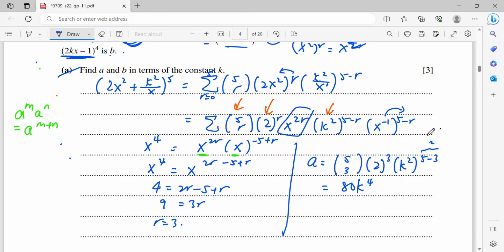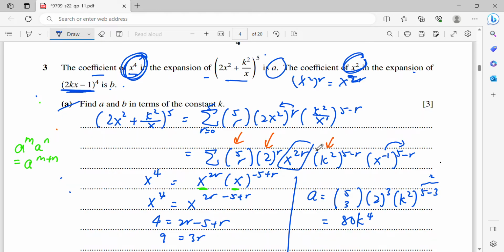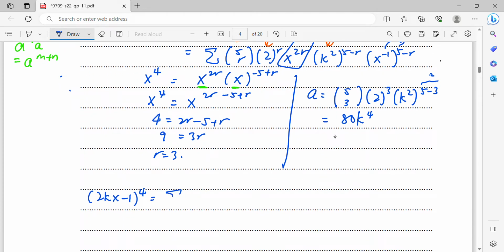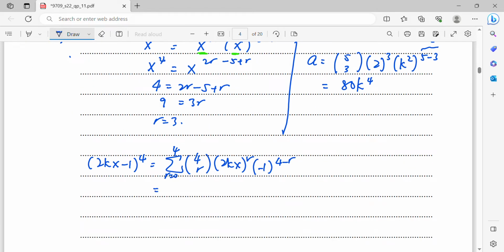Now the coefficient of x² in the next expansion is b. So again, (2kx − 1)^4, we need the coefficient for x². Use the same method to get r: the summation for r of 4Cr (2kx)^r (−1)^(4−r), with r from 0 to 4. So I will split it: the summation of 4Cr, 2k to the power of r, x to the power of r, (−1)^(4−r), with r from 0 to 4.